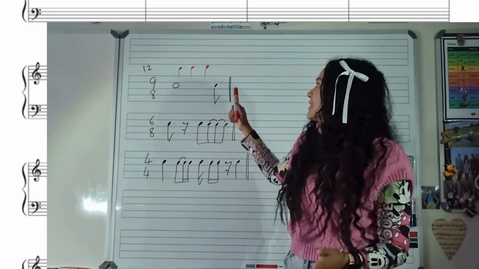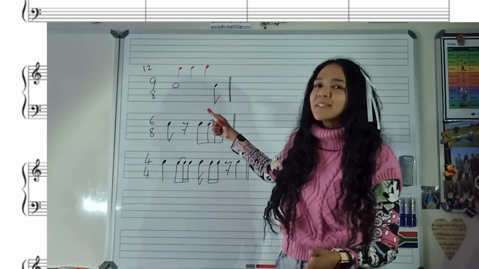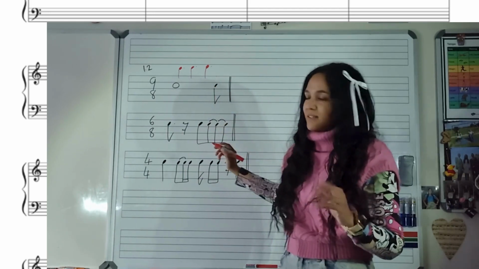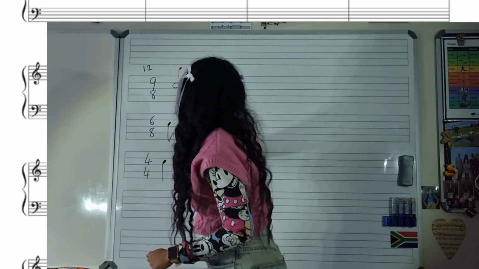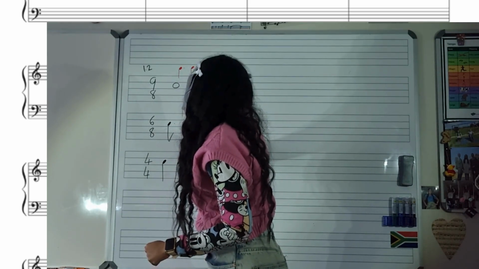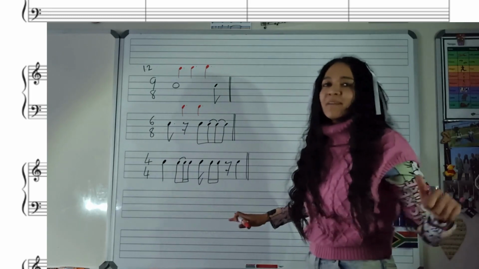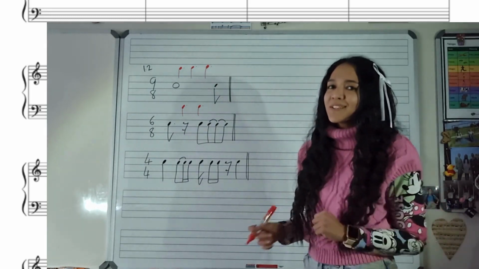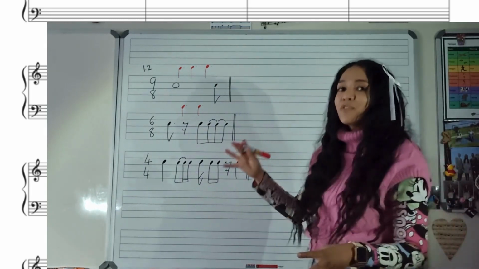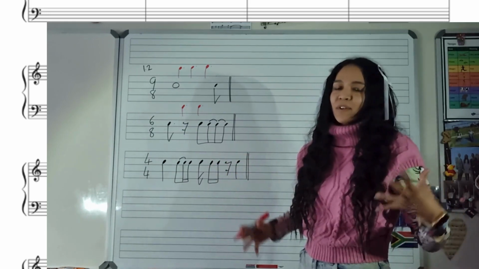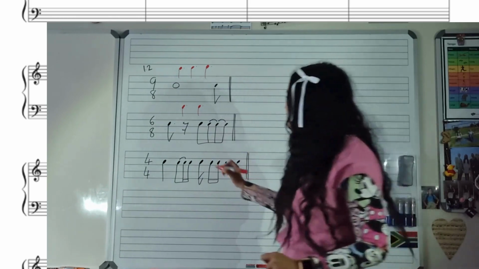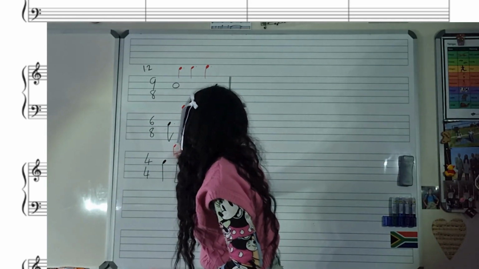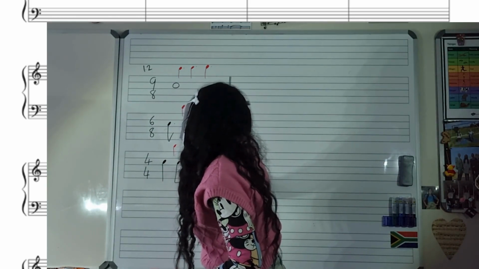So 9/8 means you are in compound triple time and you have 3 dotted crotchet beats. 6/8 time, you have 2 dotted crotchet beats. So you're in compound duple time. 4/4 time, our old favorite, we are in simple quadruple time. We have 4 crotchet beats in a bar. No dots here. Simple time has no dotted beats. We have 4 normal crotchet beats in a bar. So that is what we will need to be seeing.